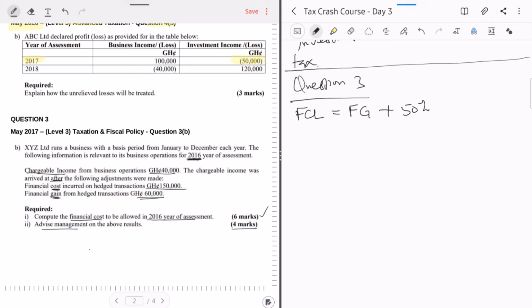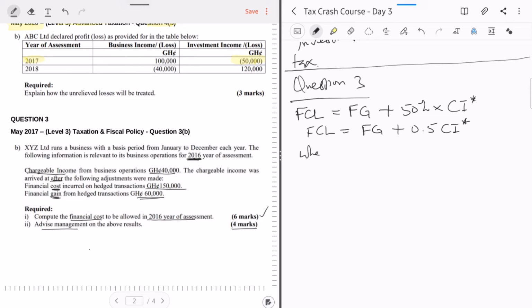50% of the chargeable income of the person for the year from the business or investment, calculated without including a financial gain derived by the person or deducting a financial cost incurred by the person. I'll call this 50% of chargeable income star, which means adjusted chargeable income. So let me make this simpler. Finance cost limitation equals my finance gain plus 0.5 CI star.